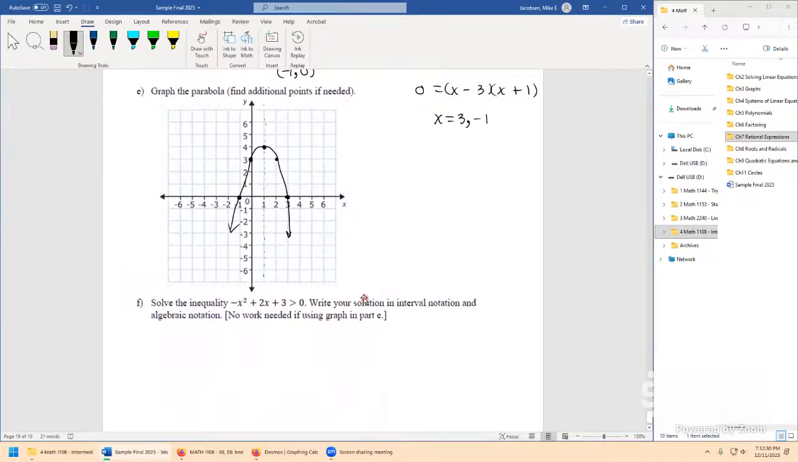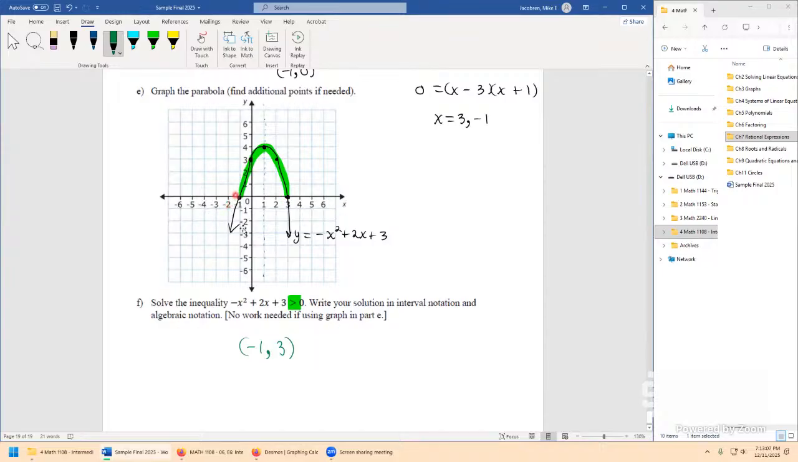That's the graph. Last thing we're doing is solving the inequality, negative x squared plus 2x plus 3 is bigger than 0. But this is the graph of negative x squared plus 2x plus 3. So it's greater than 0 just whenever it's above the x-axis. So the solution set for this one, for wherever it's greater than 0, goes like this. It's (-1, 3).